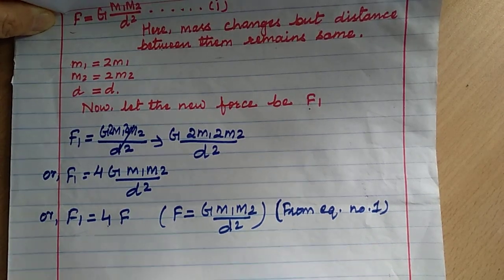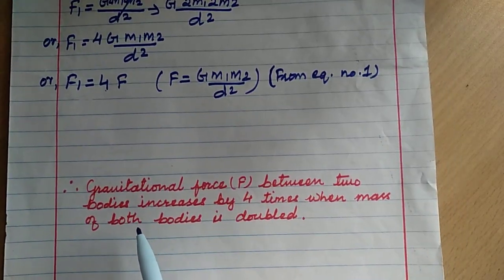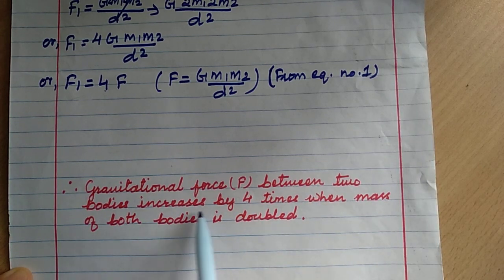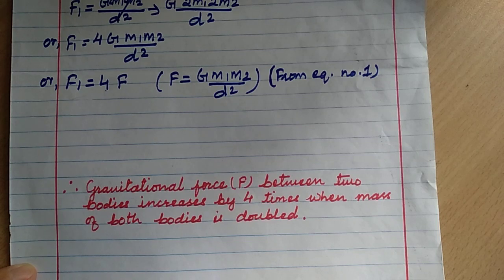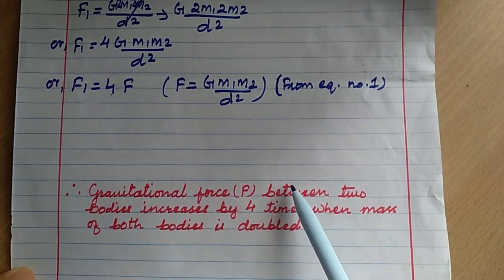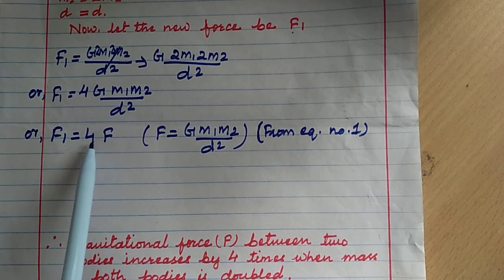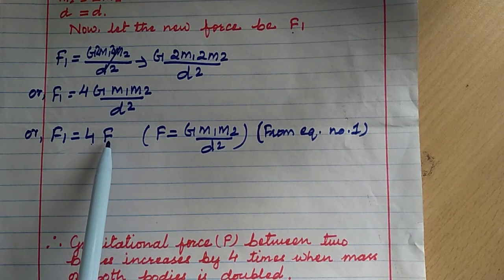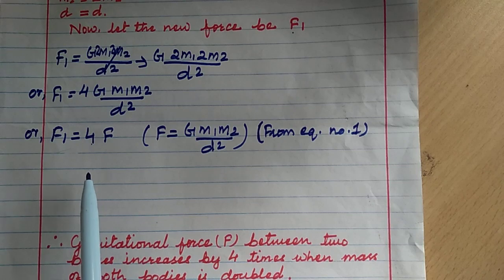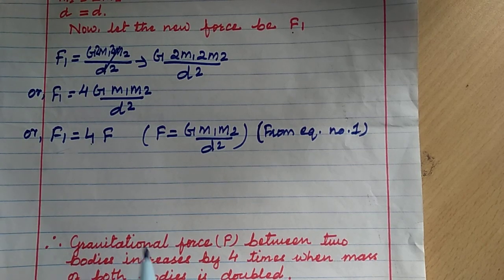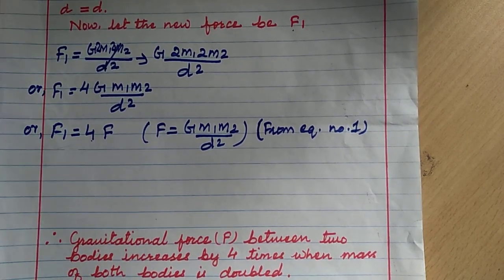So here you can write the answer this way: gravitational force between two bodies increases by 4 times when mass of both bodies is doubled. So this is the answer. You can get the question this way: what will happen to the gravitational force when mass of both the bodies is doubled, distance remaining same? The new gravitational force increases by 4 times the previous one when mass of both bodies is doubled. So this is your number 2.